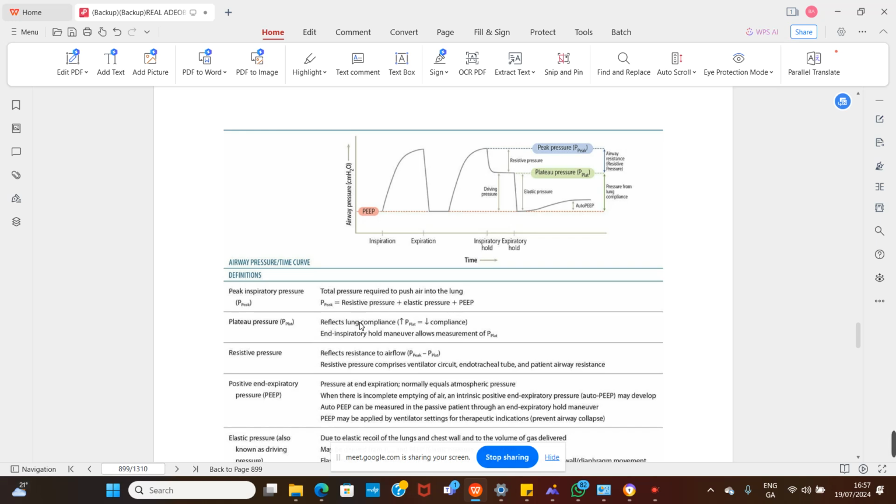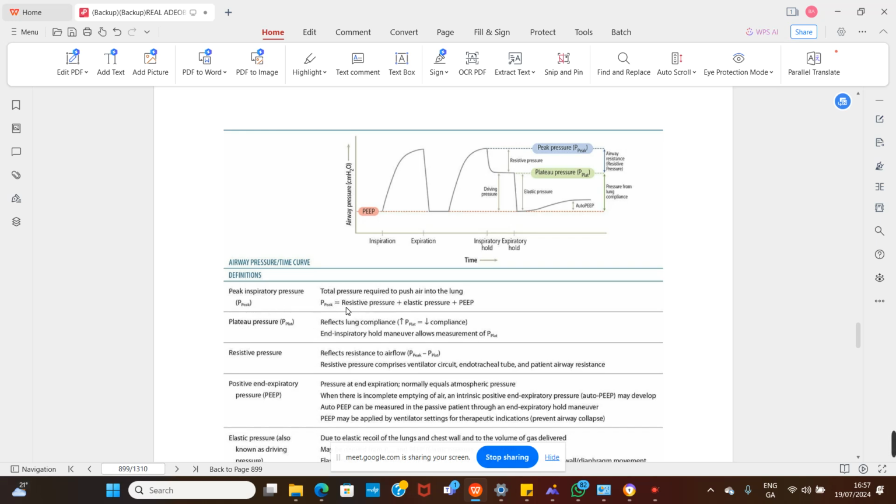Sorry, please can you just come again with the last two statements I made? So you know that peak inspiratory pressure equals the sum of these three, right? And I said that for you to get your plateau pressure, you have to remove restrictive pressure from your peak inspiratory.